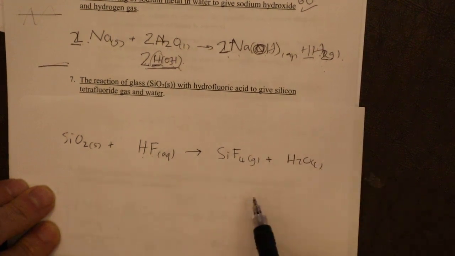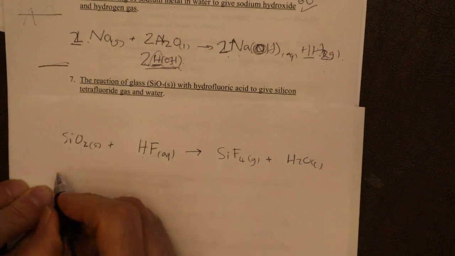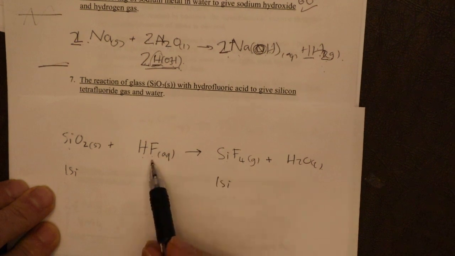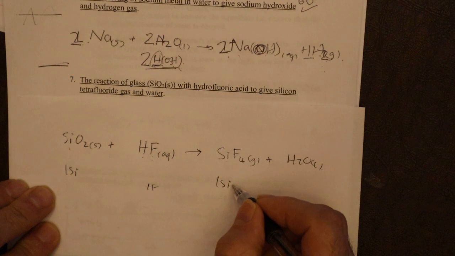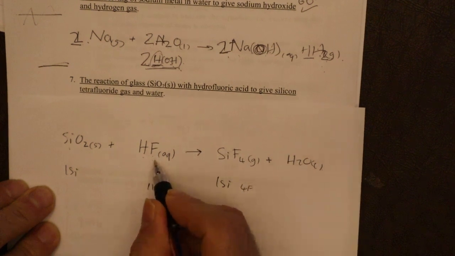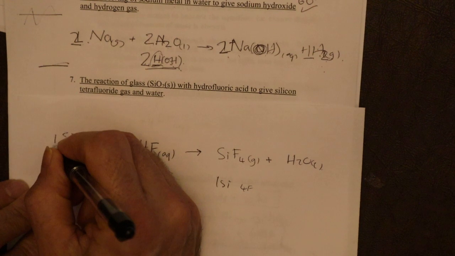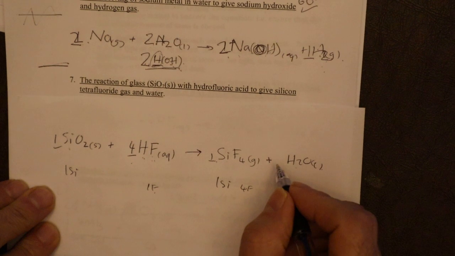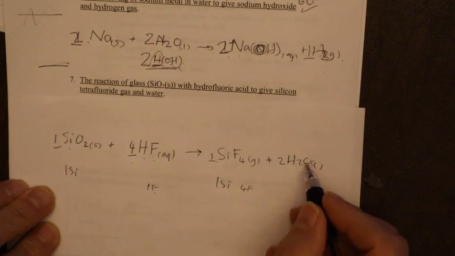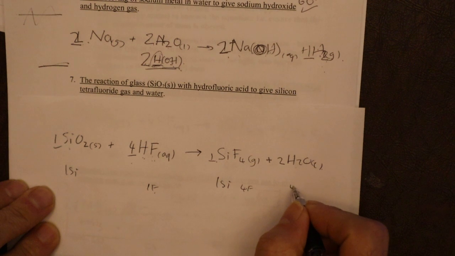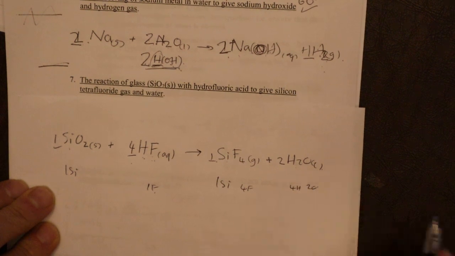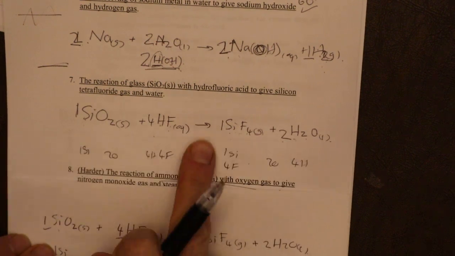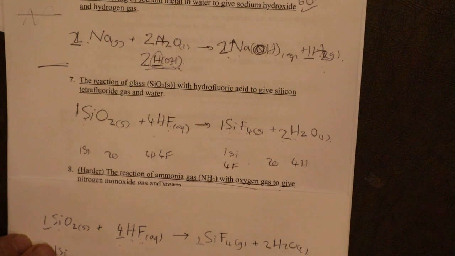Always balance the lowest number of atoms first. So just the one silicon, that's good. 1Si, 1Si. What looks best next? Well, fluorine looks kind of easy. There's one fluorine there and 4 fluorines there. So we need 4 fluorines. So 4 HF. Okay. That leaves us with 4 hydrogens, 2 hydrogens there. 2 to the 4, 2 oxygens, 2 oxygens, it balances itself. 4 hydrogens, 2 oxygens. Okay, so that's that one. This one, I did earlier, but there it is again.